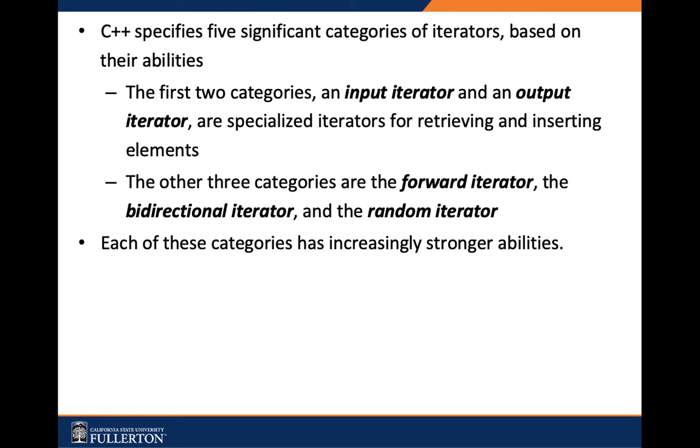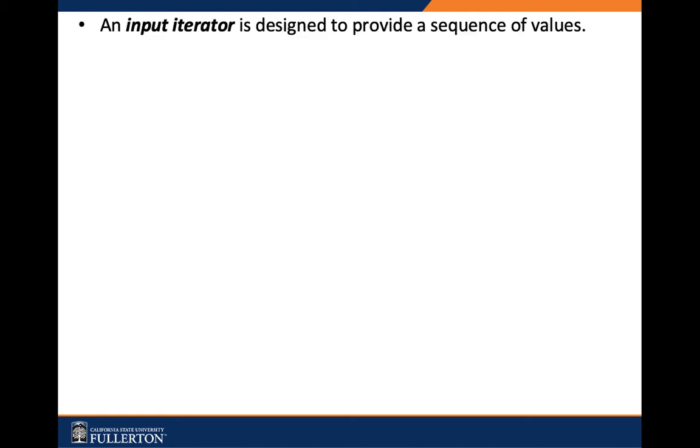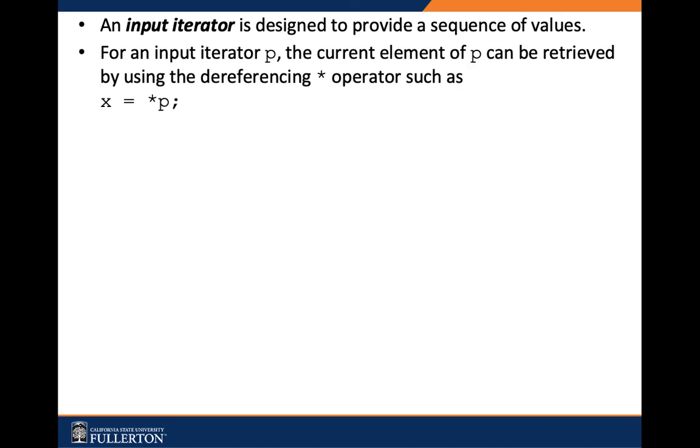Each of these categories has increasingly stronger abilities. So the input, followed by output, followed by forward, followed by bidirectional, and at last a random iterator has the strongest abilities. An input iterator is to provide a sequence of values from the container.